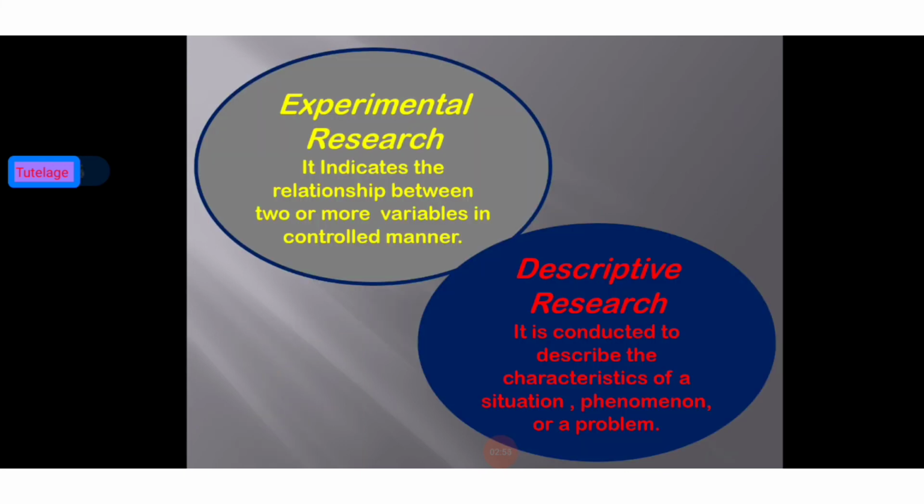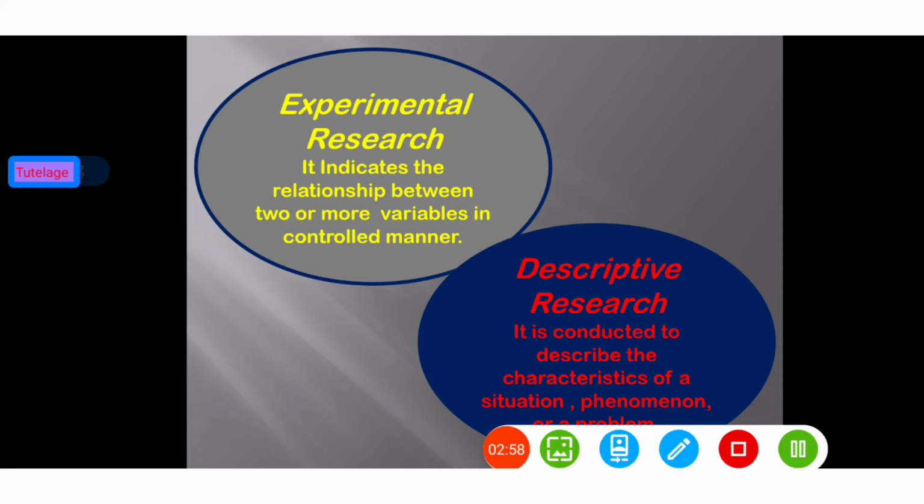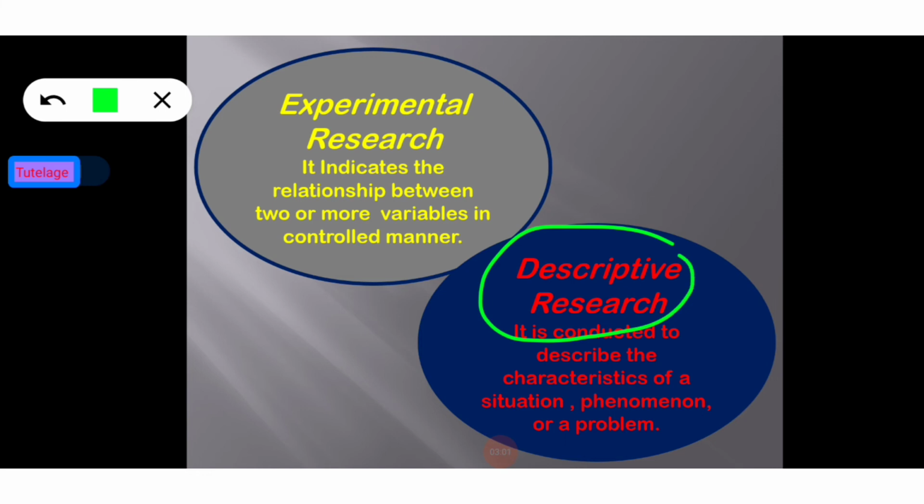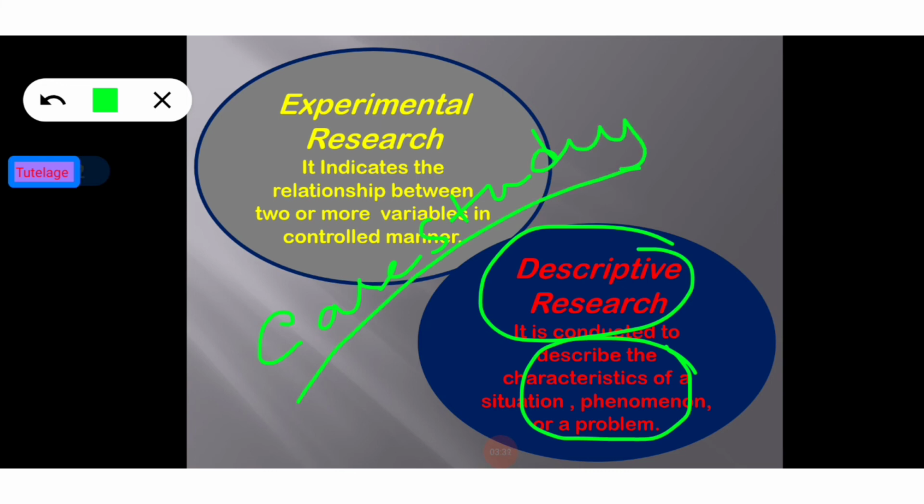So now move on to the next concept that is descriptive research. At first we have to know what we mean by descriptive research. Descriptive research is basically conducted to describe the characteristics of a situation, phenomenon or problem. The different types of research based on descriptive research methods are observational method, survey method, and the most important one, the case study method. So you all know that case study method helps in the in-depth study of the problem.